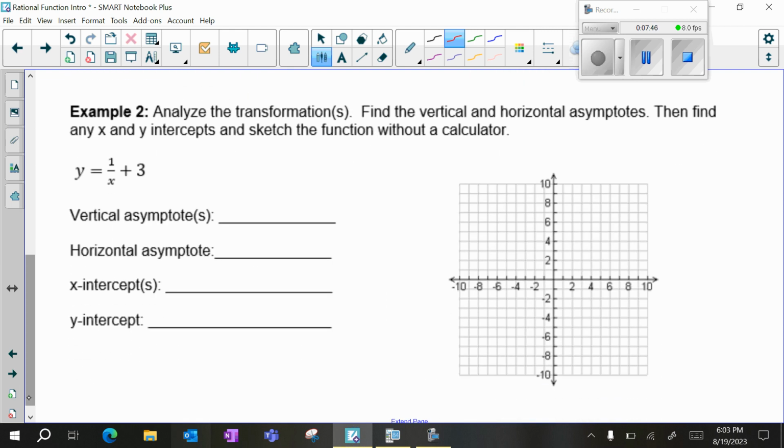So let's take a look at example 2. I have y equals 1 over x plus 3. So now this plus 3 tells me I have a vertical shift up 3 units. So my vertical asymptote is going to stay exactly where it was, x equals 0 on the y-axis. My horizontal asymptote is now going to move up to y equals 3.